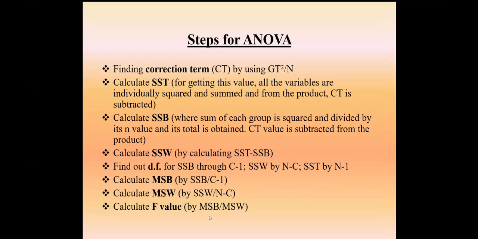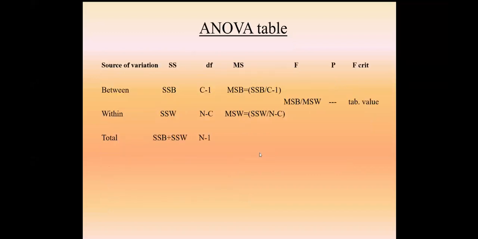Then we can calculate the third step, and that is SSW, the sum of square within the samples. This will be calculated by SST minus SSB. Whatever SST value is available, from that SSB will be subtracted. Now only these 4 steps are important. After that, the rest of the things you can do in this table.